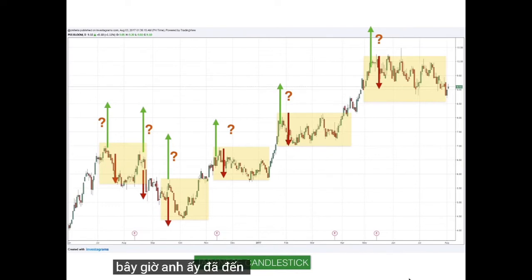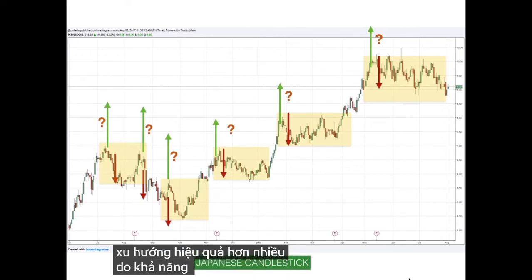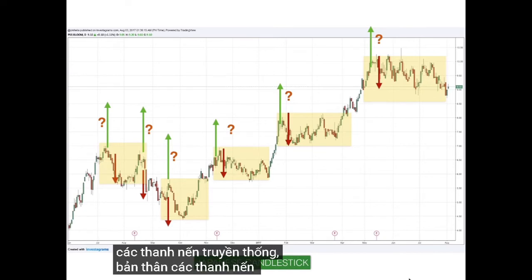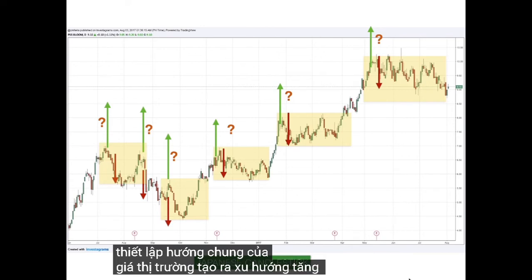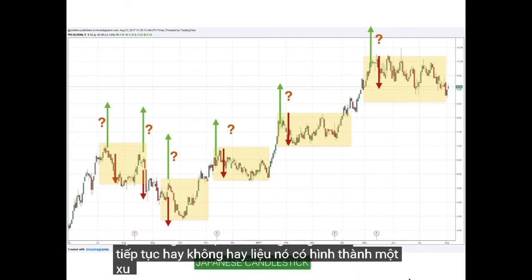Now, Heikin-Ashi identifies trend much more effectively due to its smoothing ability. Take a look at this first chart of Bloom using traditional candlesticks. The candlesticks by themselves are unable to establish the general direction of the market. Price makes an uptrend, and you have no idea whether that uptrend will continue or whether it will form a new downtrend.